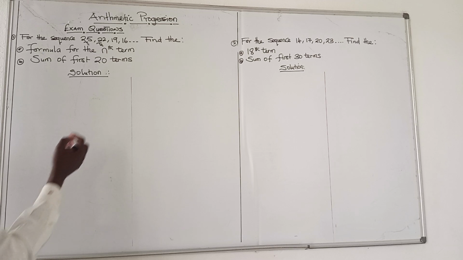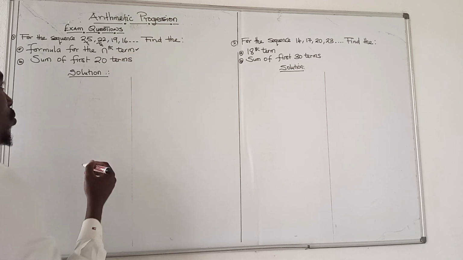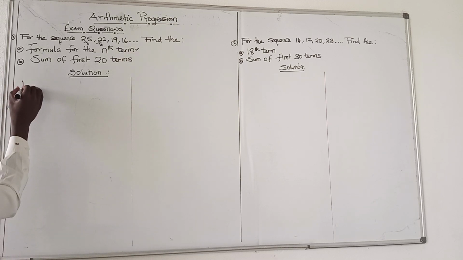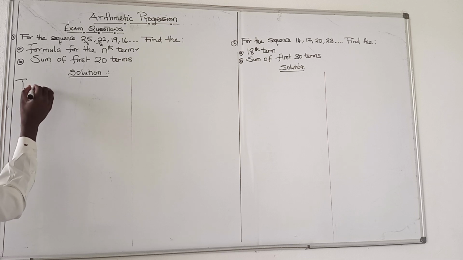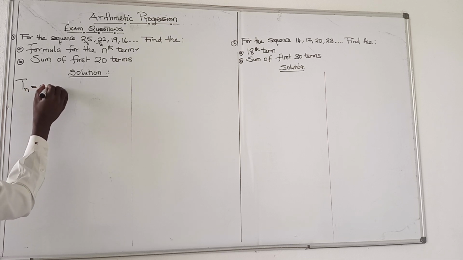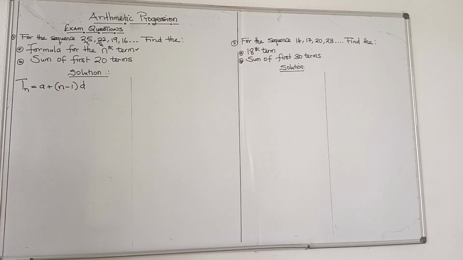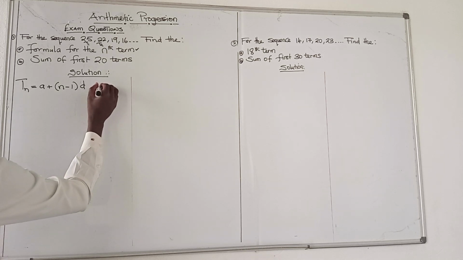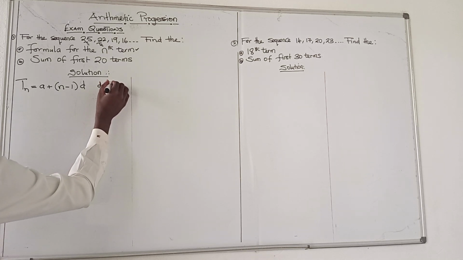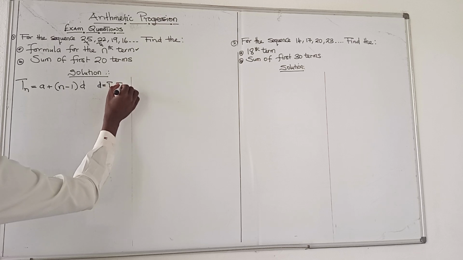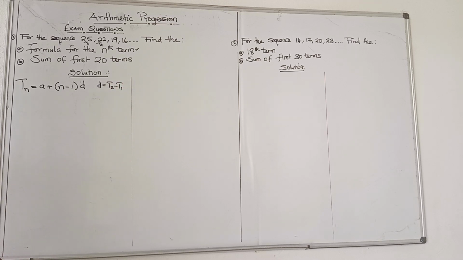Now, for you to find this formula, you're going to use the formula for finding the nth term, which is Tn equals a plus n minus 1 times d. So we need to find our common difference, and we use our formula for finding the common difference.